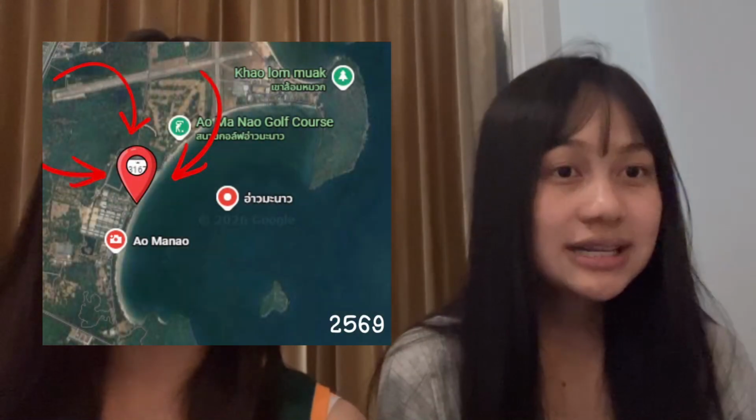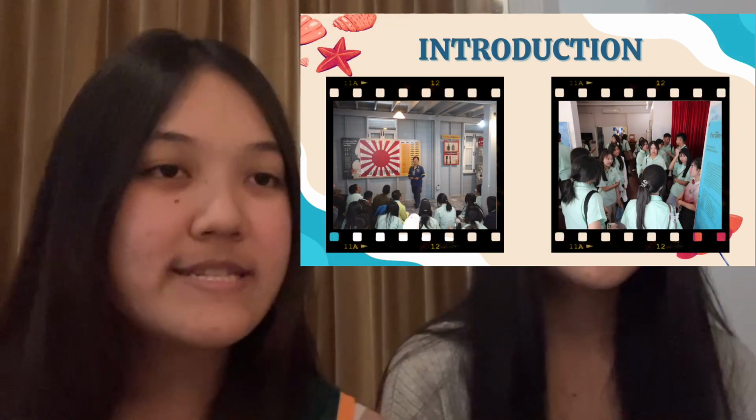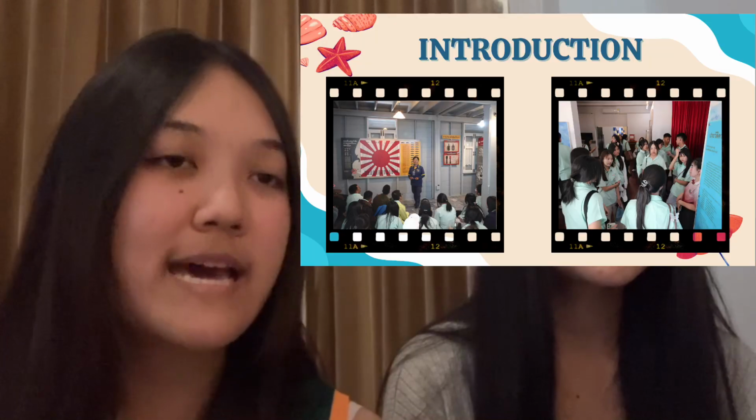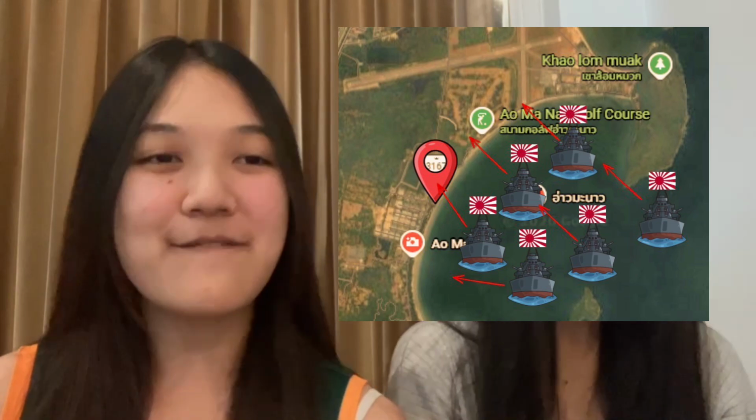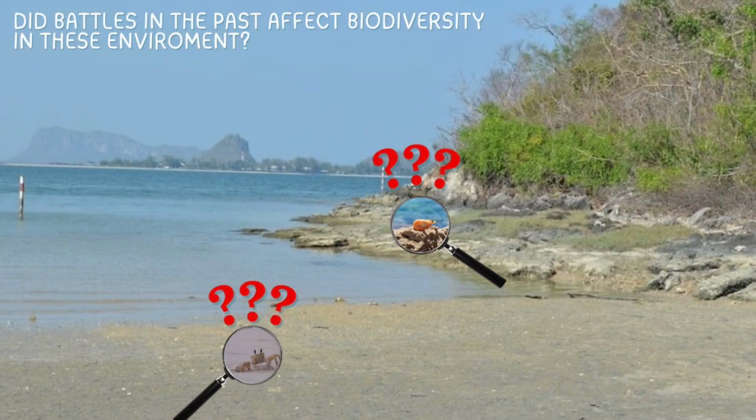During our IMP camp in Prachuap Khiri Khan, we visited Ao Manao and had the opportunity to learn about the history of this place. From the lecture we attended, we learned that Ao Manao was once the site of a battle between Thailand and Japan in the past. This historical event caused many impacts on the area, not only on people but also possibly on the natural environment. Therefore, it made us wonder whether the battle in the past affects the biodiversity of this environment.